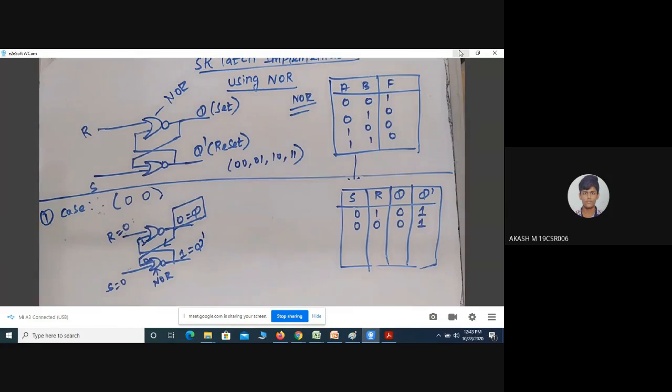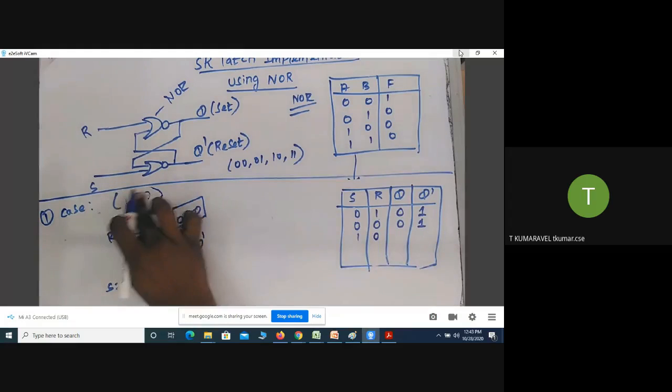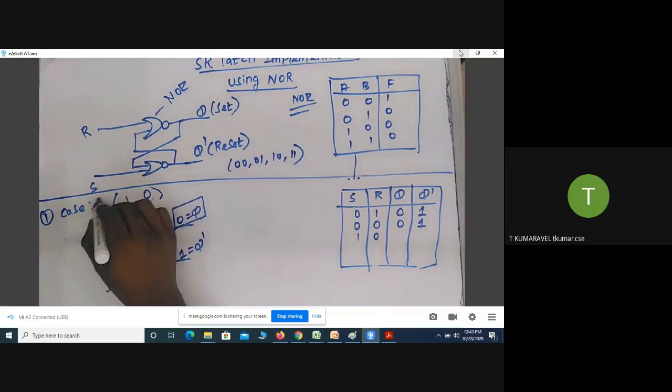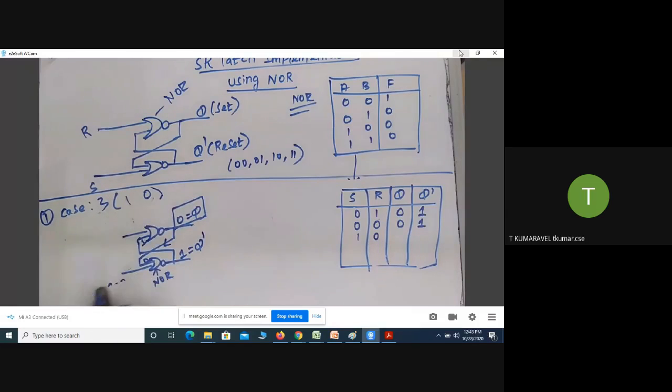Okay, next I am taking another input combination. What is the next input combination? I am taking the third case: S equal to 1, R equal to 0.